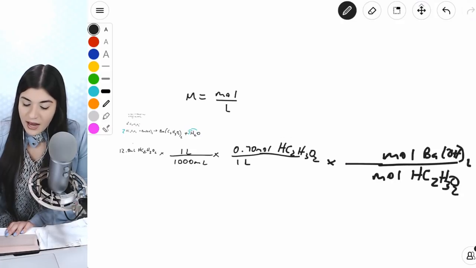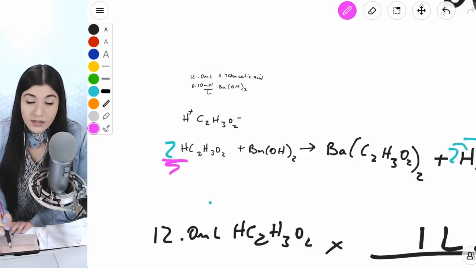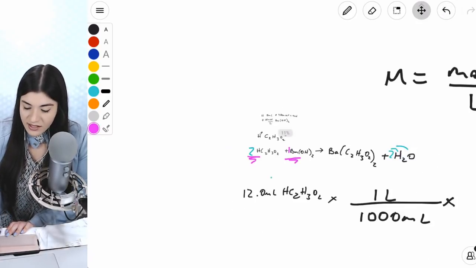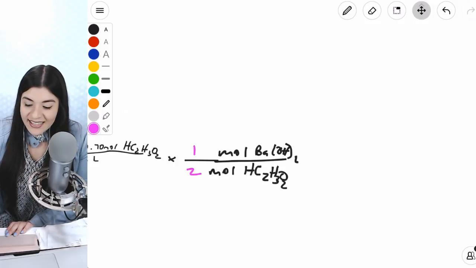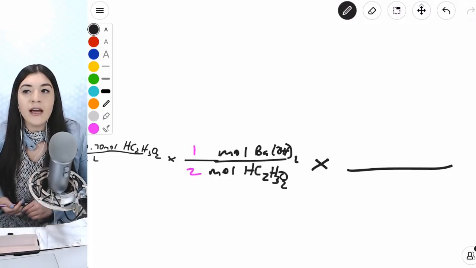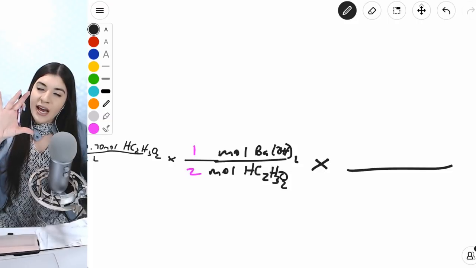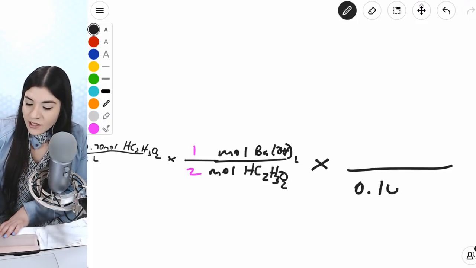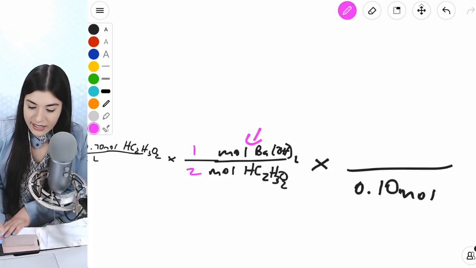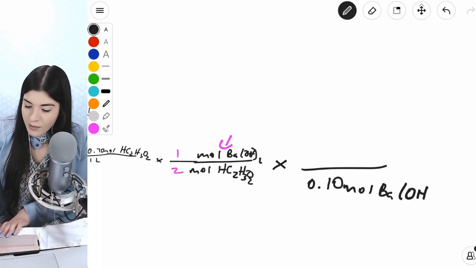Okay, and then I'm going to go back and let's see how many of each we have. So there are 2 moles of acetic acid per every 1 mole of barium hydroxide. So on the bottom, there are 2 moles and 1 mole of barium hydroxide. Next, we were also given the molarity of barium hydroxide, so I'm going to use that now. And then you're kind of going to flip it. Instead of putting the moles on top, you're going to put them on bottom. The reason we're doing that is so it can cancel out with these moles right here. Okay, so then I have 0.10 moles of barium hydroxide. And then on top, I'm just going to put that 1 liter of barium hydroxide.